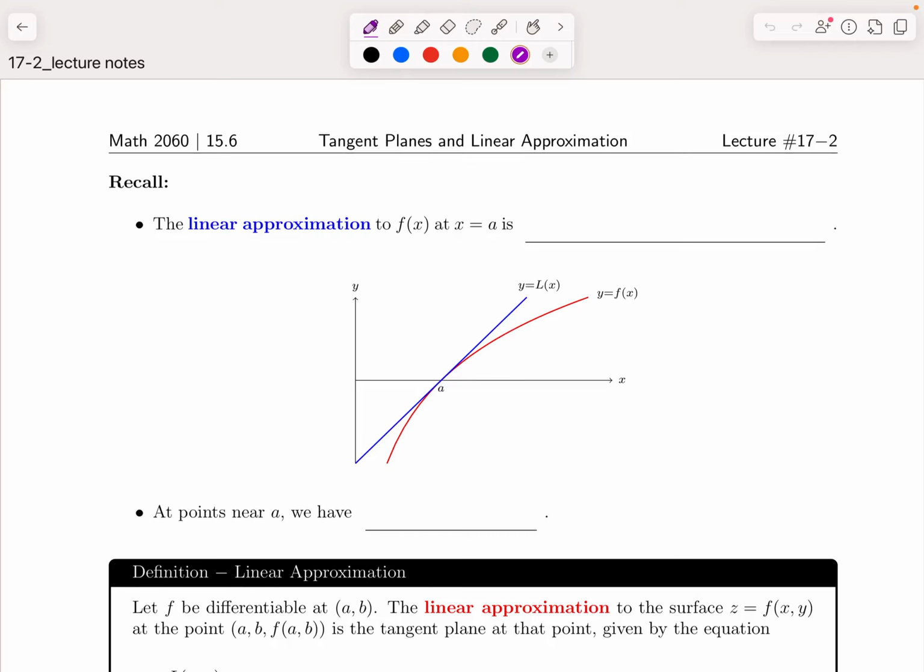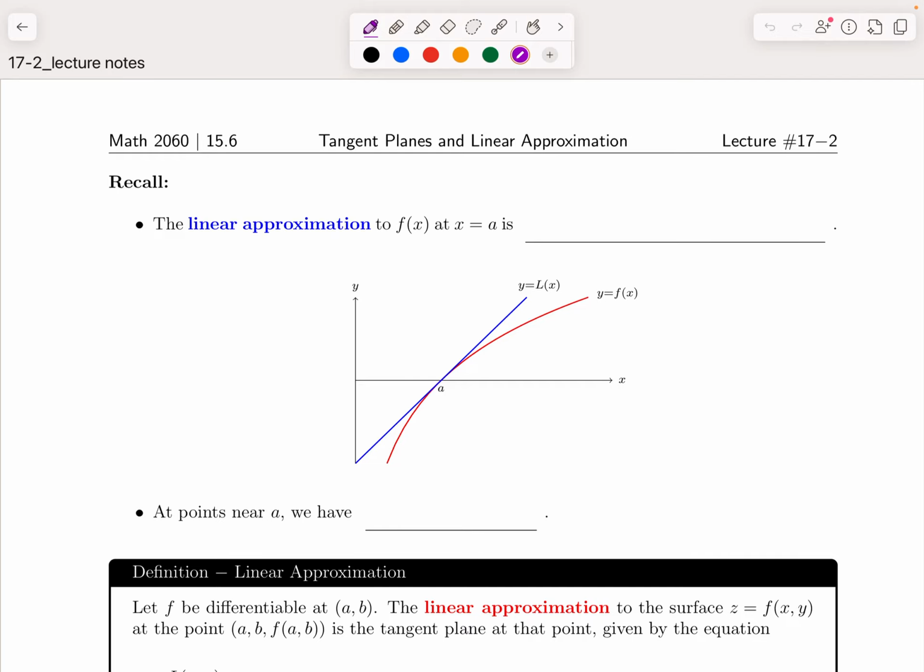Hello everyone. Today we want to talk about 15.6 tangent planes and linear approximation part 2. In calculus 1, we learned what a linear approximation is. So let's make a quick review.